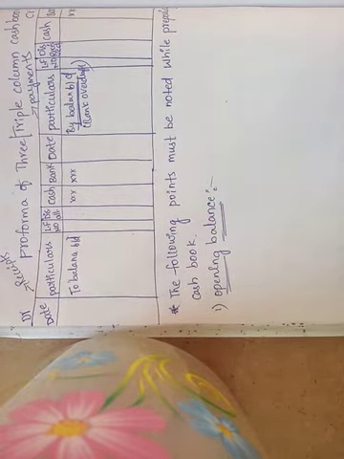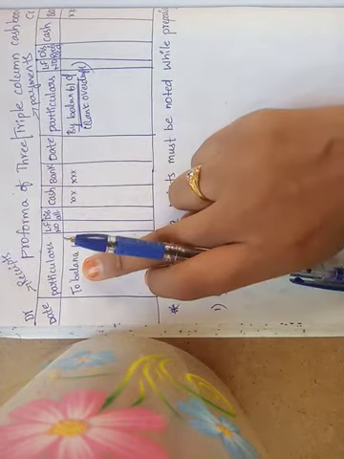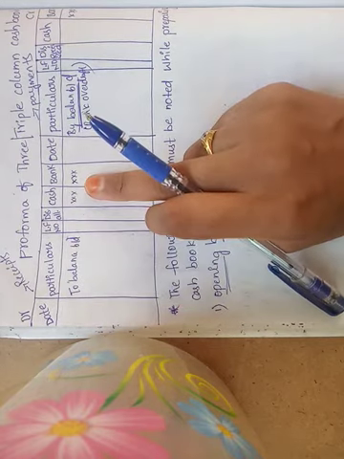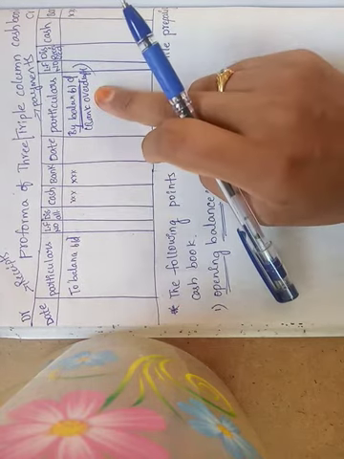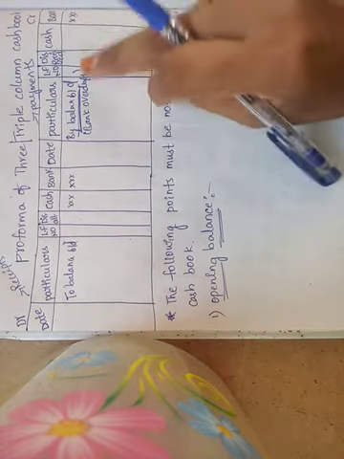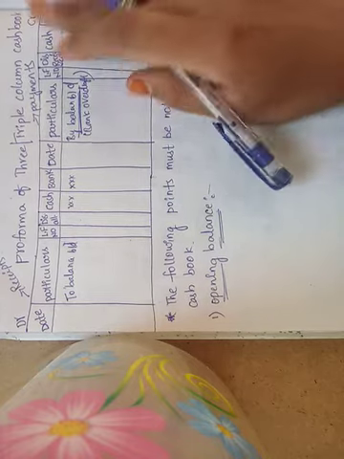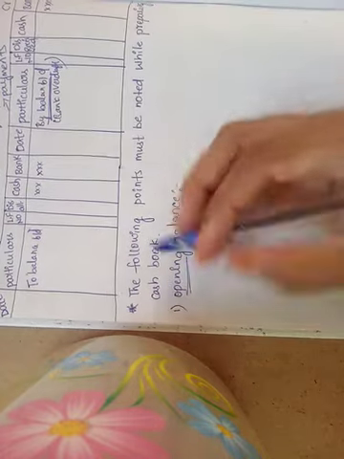Clarify that first point. If cash in hand and cash at bank are given, you have to write them here as to balance brought down. Suppose a transaction mentions a bank overdraft, then you must enter it on the credit side of this cash book. Okay, then what is the second point?